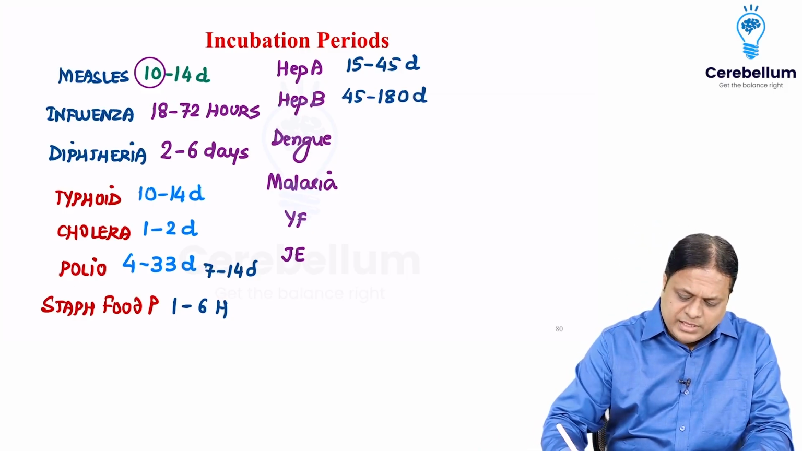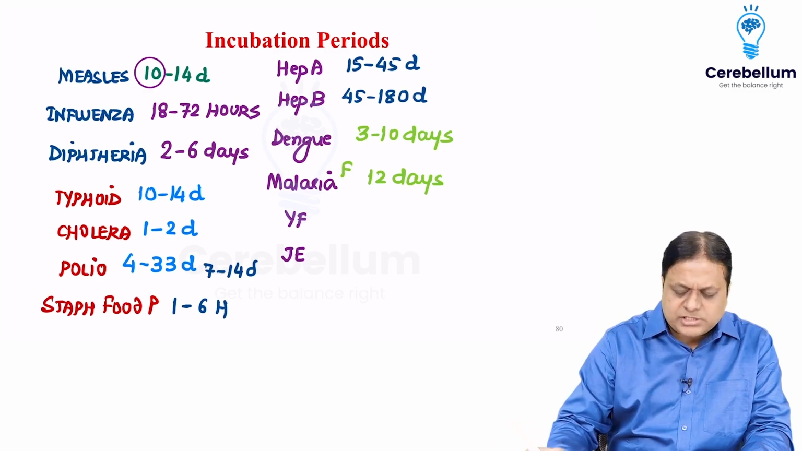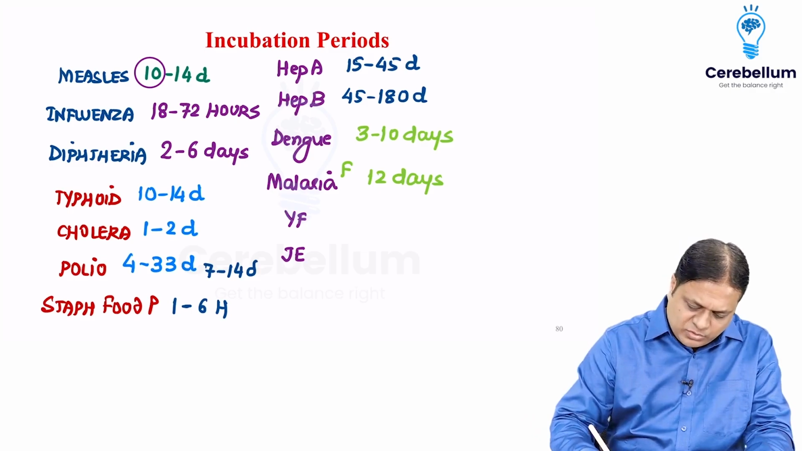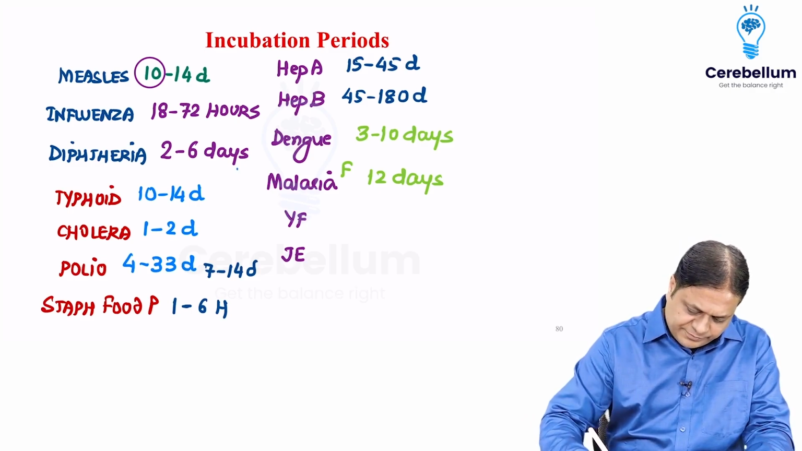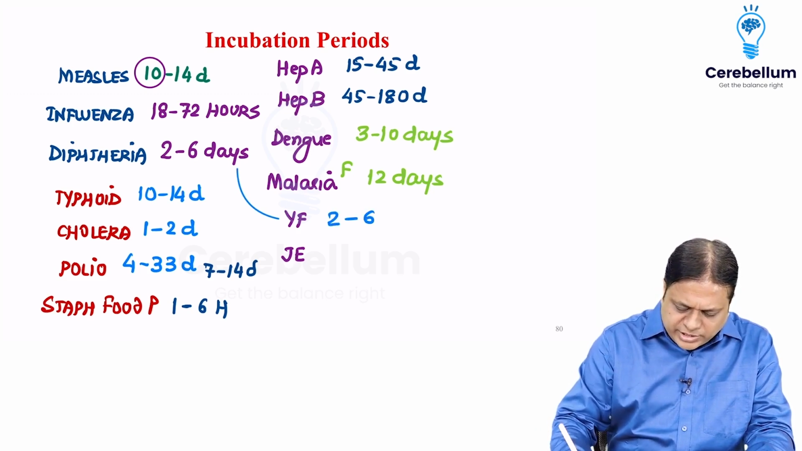Dengue incubation period is 3 to 10 days. And malaria, when we look at the commonest, falciparum, the median incubation period is 12 days. Yellow fever incubation period is exactly similar to diphtheria, so it is 2 to 6 days.